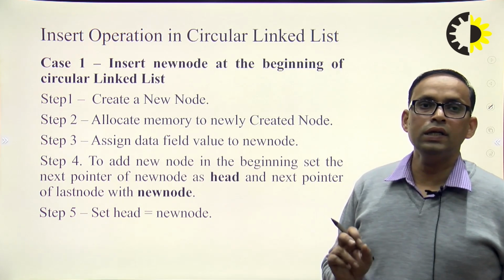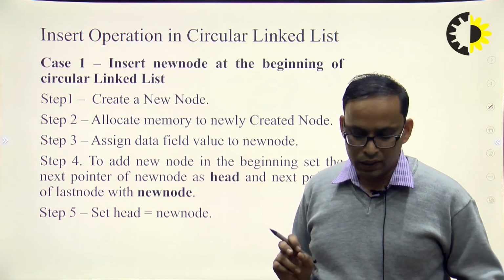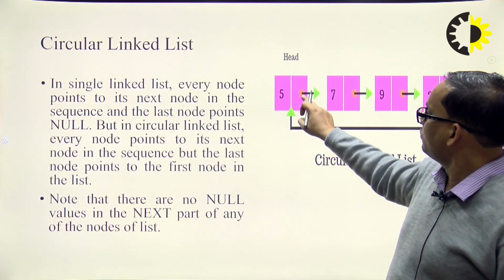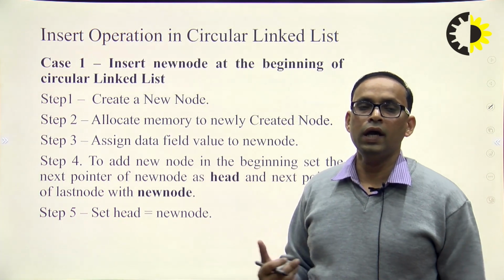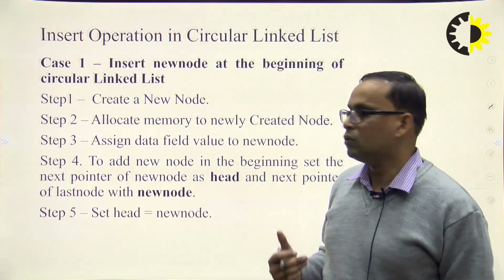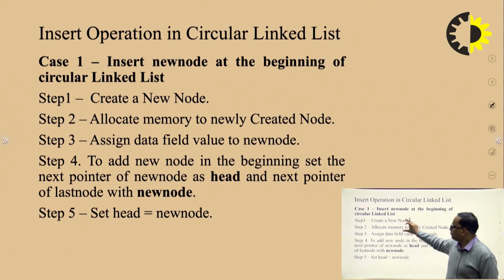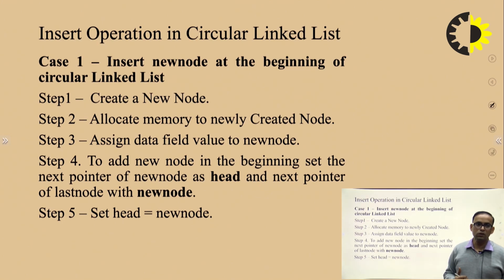Every node contains two fields. The first field is the data value field and the second field is the address field. So for whatever new node we are going to create, we have to assign the value to the data field of that particular node. Once the node is created, memory is allocated and the data value is assigned to the node. After completing these three steps, now we are going to insert that newly created node at the beginning of the circular linked list, and for that we have to use step 4.